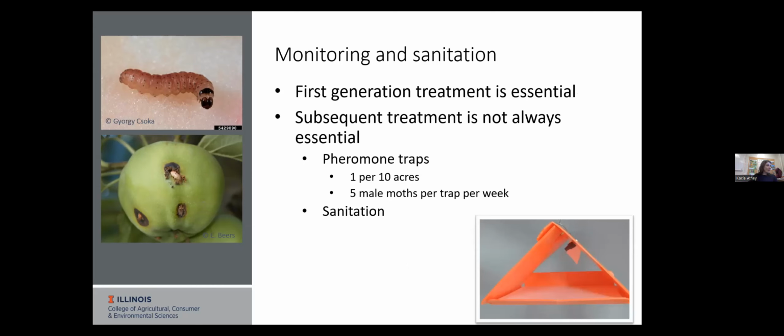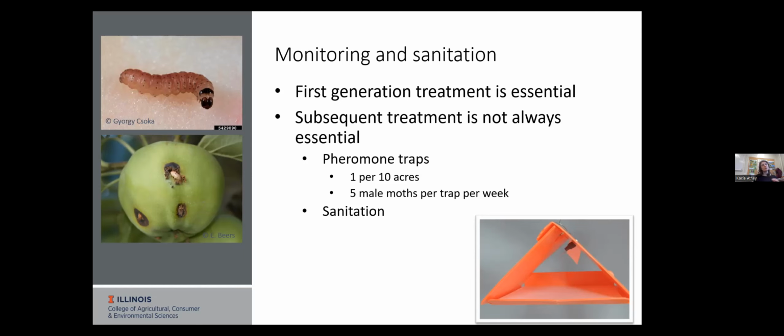But forever and always be monitoring using those Delta traps. That first generation treatment is really essential for this pest. After that, it's not always as important. I talked about economic thresholds before. So here is our economic threshold for codling moth. So you got your 1 trap per 10 acres, and you're looking for 5 male moths per trap per week. And then that tells you that you need to be doing your control measures for this pest.